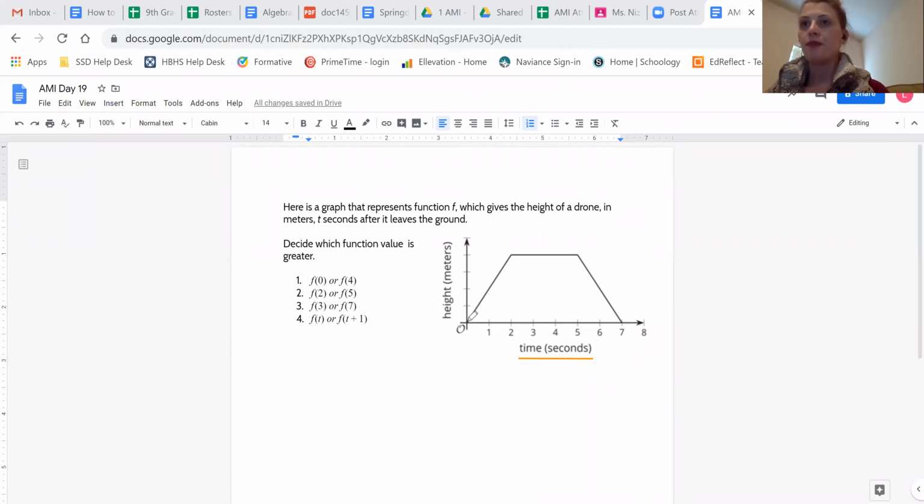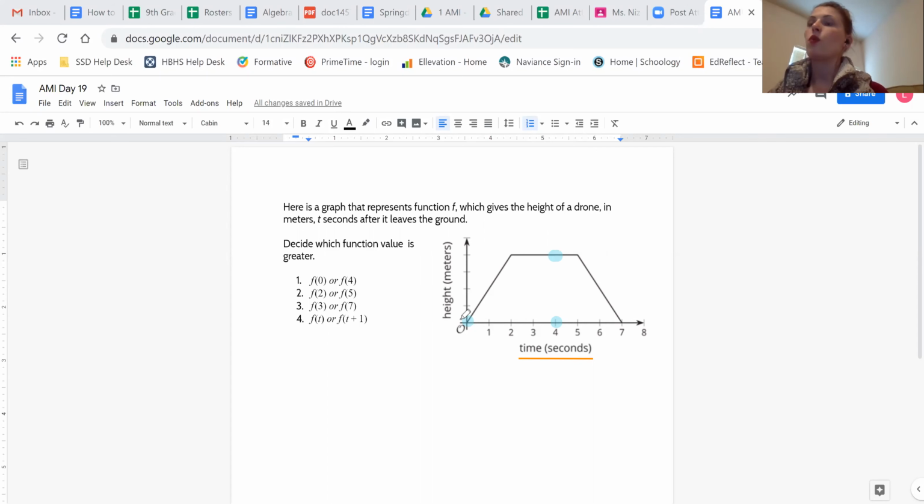When t is 0 or when t is 4. F of 0 is going to be the height and 0 is the time. F of 4 is going to be the height 4 seconds after the rocket was launched. So what we need to do is compare. I'm just going to trace this up right here, right? Which value is going to be greater?